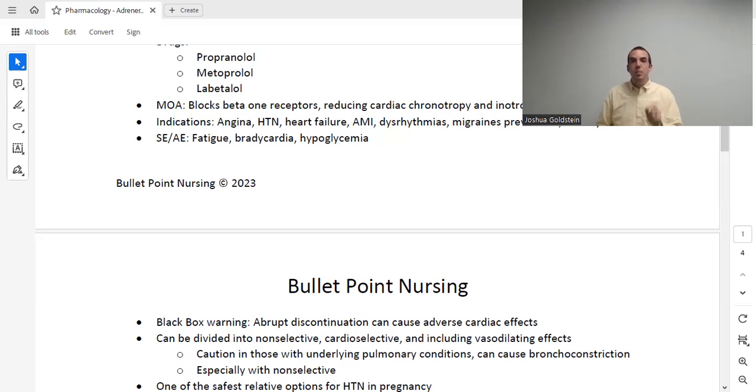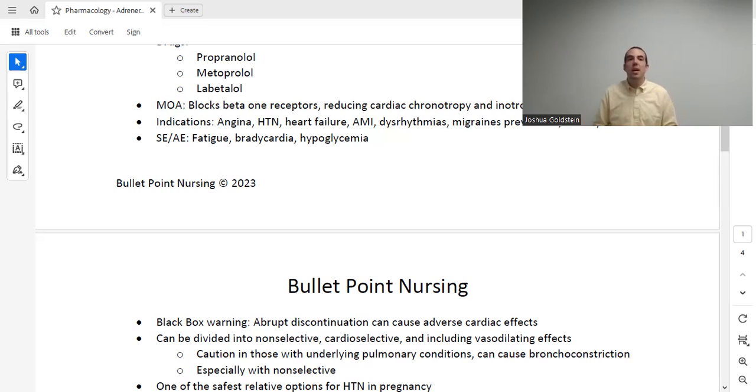Cardioselective, that means that it is specific to beta 1 and has minimal, if any, effect on beta 2. That would be metoprolol, and most of your other beta blockers are going to be just cardioselective. Then we do have some of the newer ones, such as labetalol, that not only is cardioselective, that it slows down and blocks beta 1, but it also vasodilates.